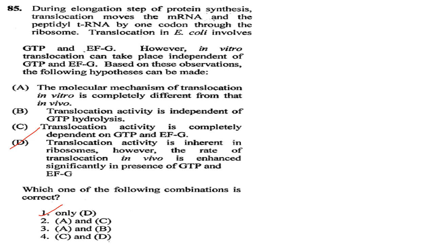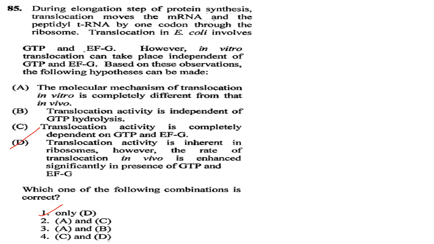So, which hypothesis is more correct? The molecular mechanism of translocation in vitro is completely different from that of in vivo. That is not correct. Translocation activity is independent of GTP hydrolysis. That is also not correct. Translocation activity is completely dependent on GTP and EFG. That is also not correct.